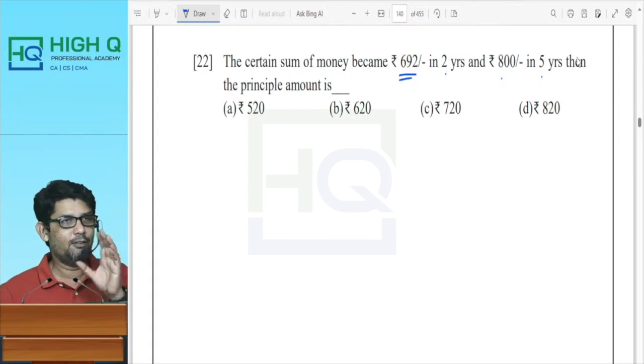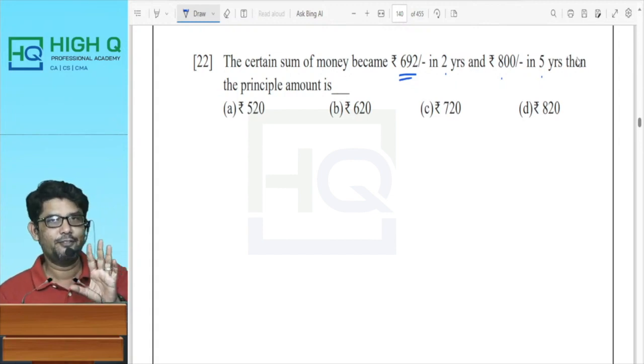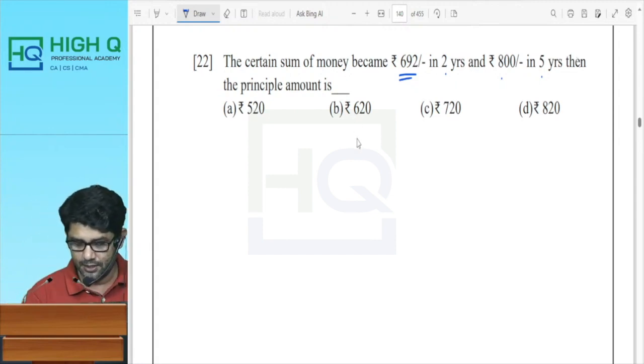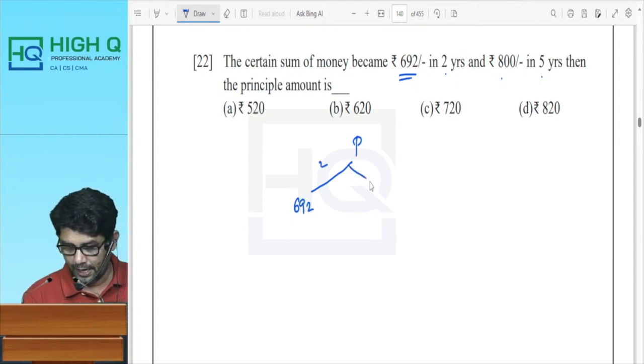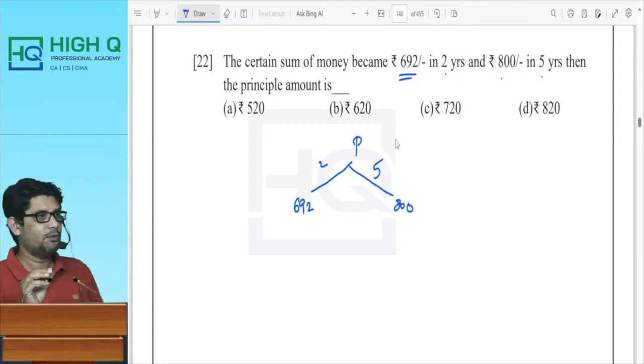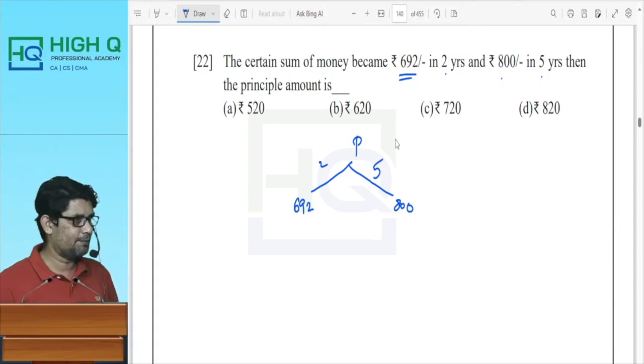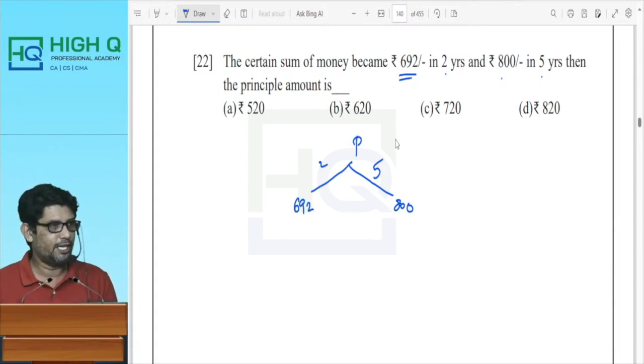My dear, I will show you one beautiful method if you are interested. Otherwise, formula method is very lengthy. Some certain money, I don't know what principal. This amount becomes 692 rupees. In how many years, my dear? 2 years. And becomes 800 rupees. In how many years, my dear? 5 years. Now I'm giving you time. For you, 1.5 minutes I'm giving you. Let's see how many of you are getting the answer.